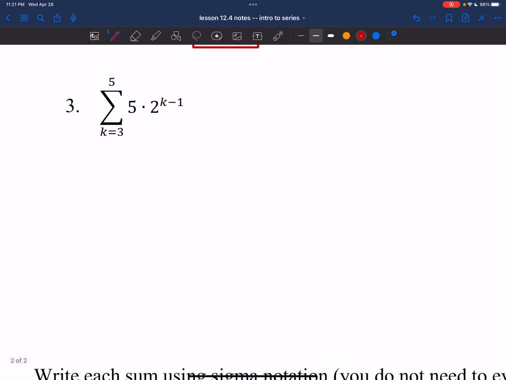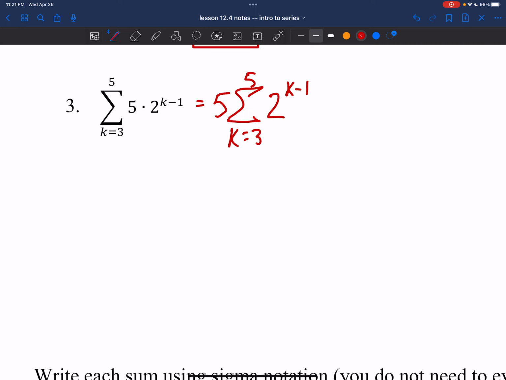Number 3. So we just want to do this one. I can factor out the 5 here because that's a constant. So times, I don't like the sigma I drew. If I hold this, will it do it? That's not bad, but it's not very natural. I'll just do this. 2 to the k minus 1, where k goes from 3 to 5.